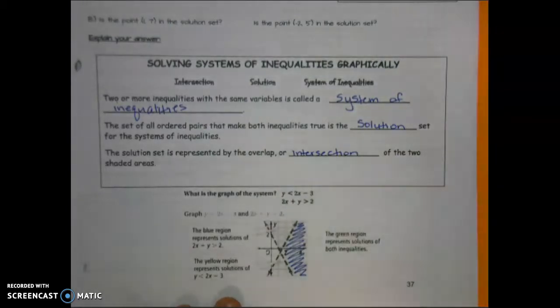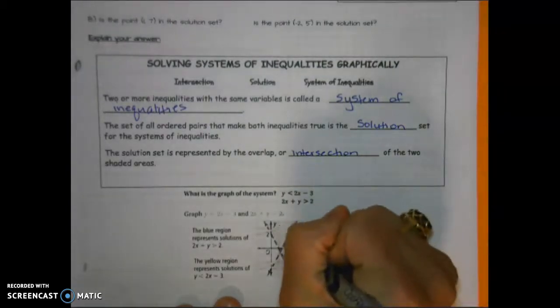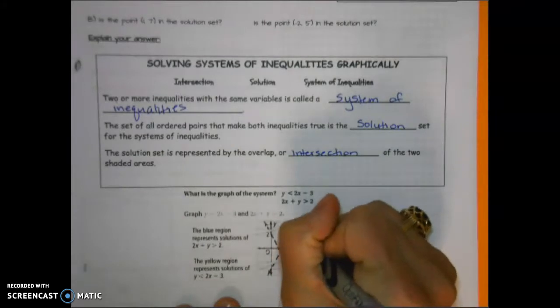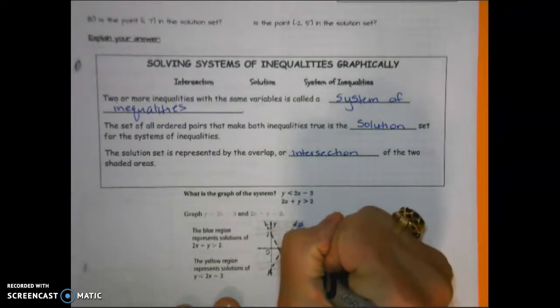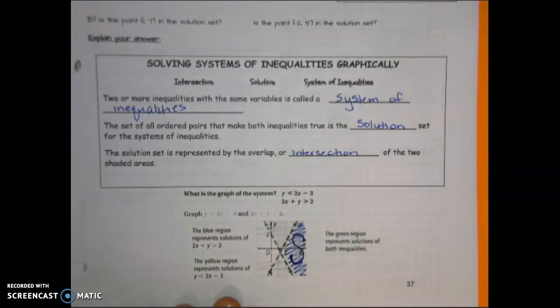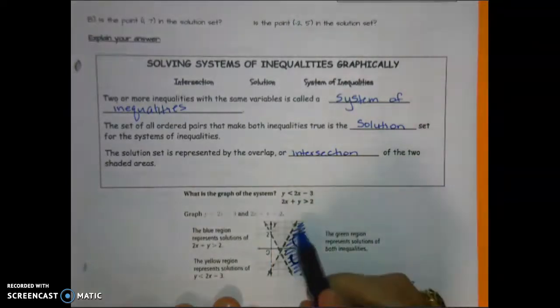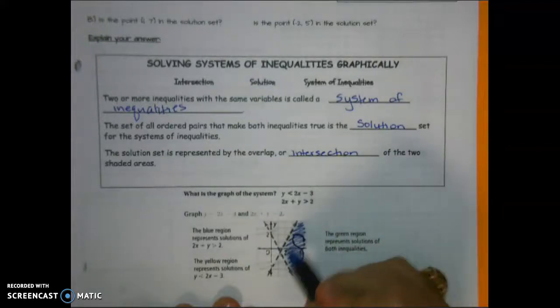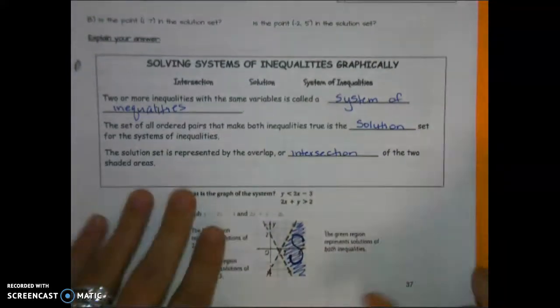When we start creating these in class, you will label the whole area with a big S. S stands for solution. Okay, so anything in that region would be a solution. So any point here, here, here, as long as it's not on a dashed line on the border. Okay, so let's turn the page.